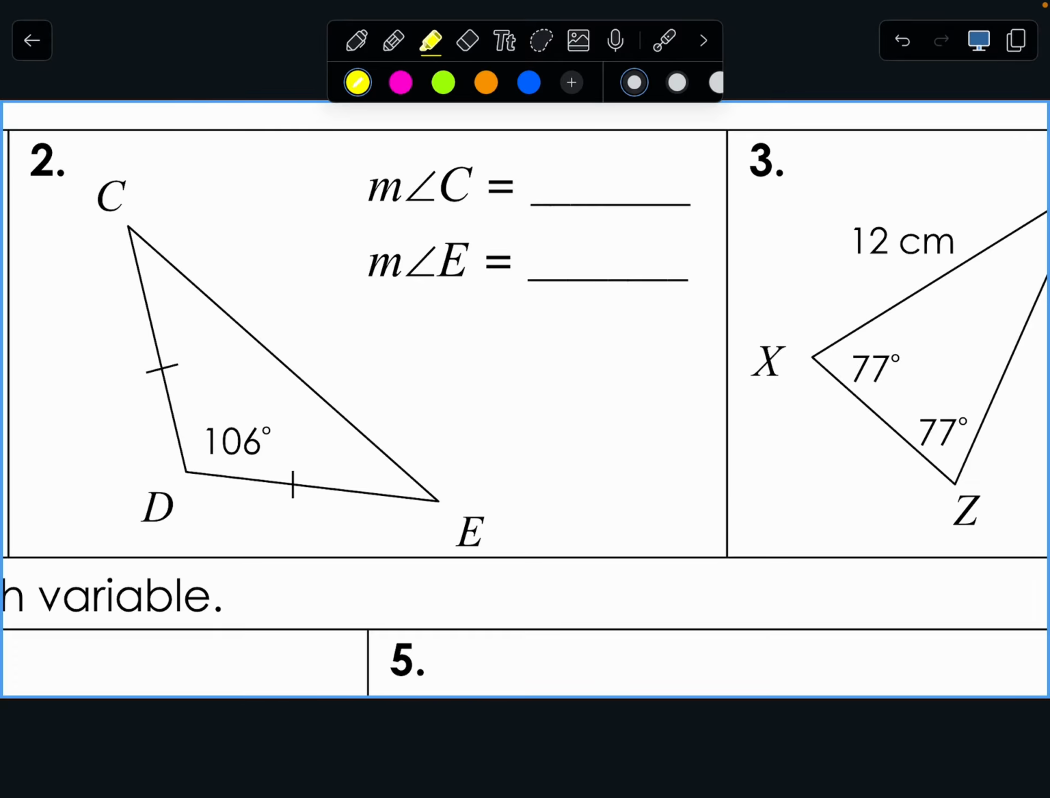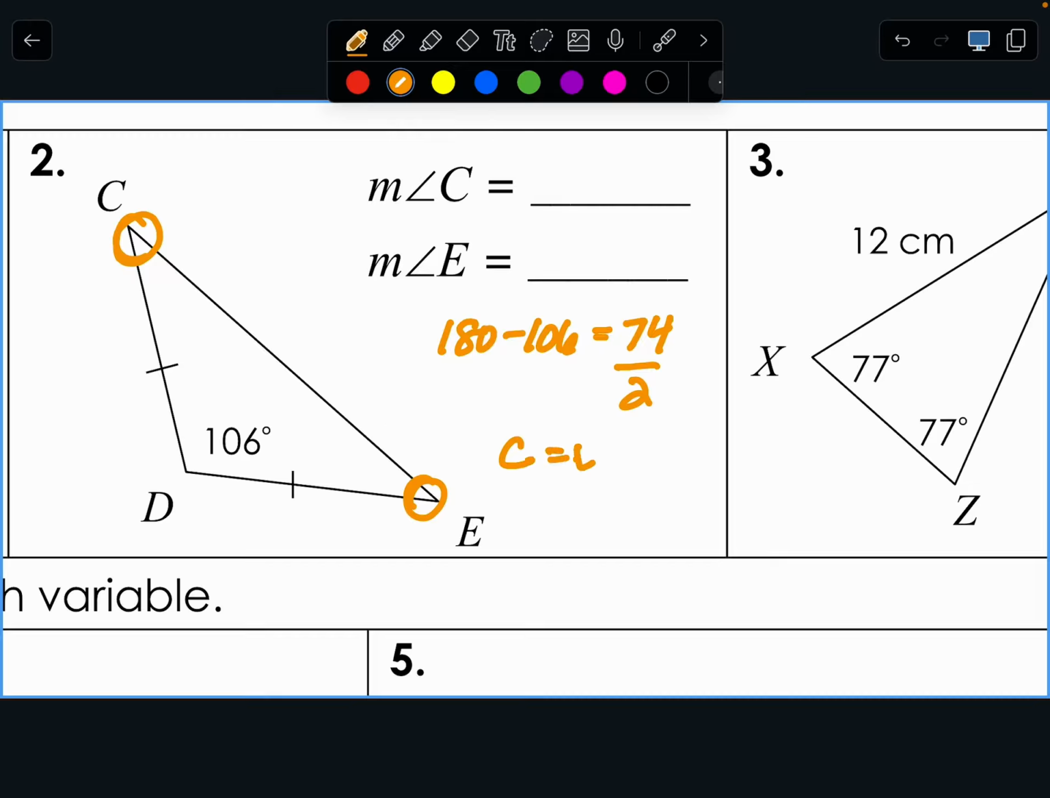All right, so let's look at this one. Which two are the same? C and E. So now that I know that these two are the ones that are congruent, how do I find them? Is it 180 minus 106? It is, so we'll start with that. 180 minus 106 equals 74. Then what? Divided by 2. Why do you divide by 2? Because there's 2. So then we divide by 2, and I get that C equals E equals 37 degrees.